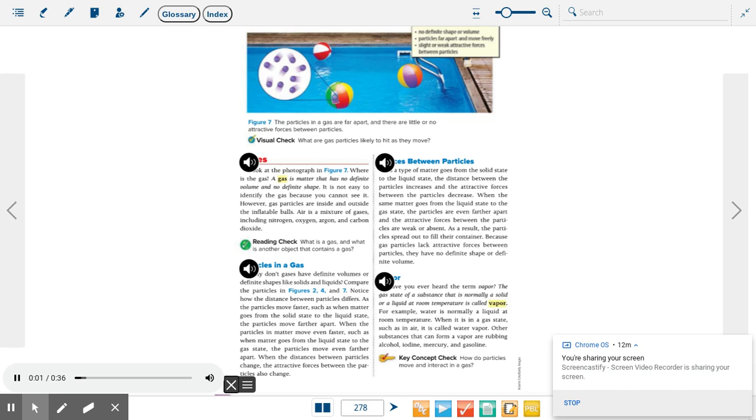Forces between particles. As a type of matter goes from the solid state to the liquid state, the distance between the particles increases and the attractive forces between the particles decrease. When the same matter goes from the liquid state to the gas state, the particles are even farther apart and the attractive forces between the particles are weak or absent. As a result, the particles spread out to fill their container. Because gas particles lack attractive forces between particles, they have no definite shape or definite volume.